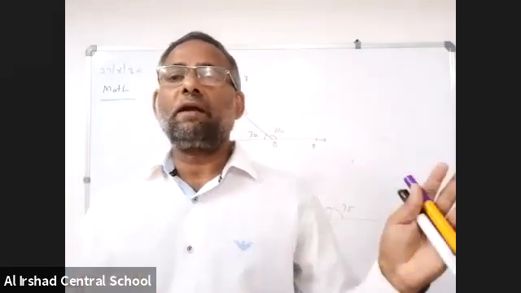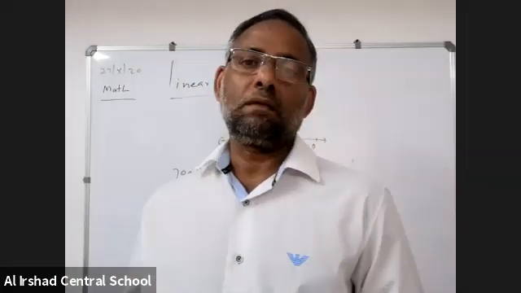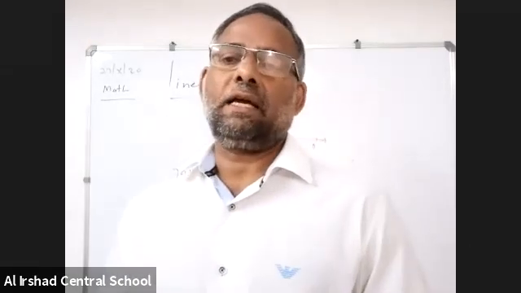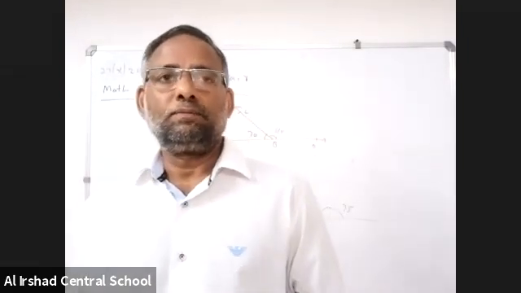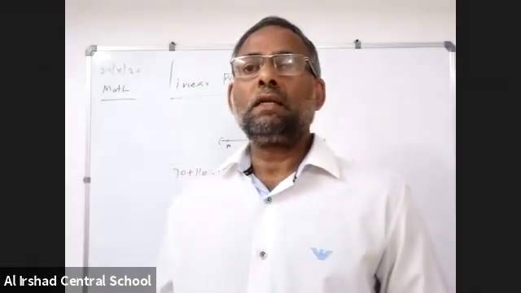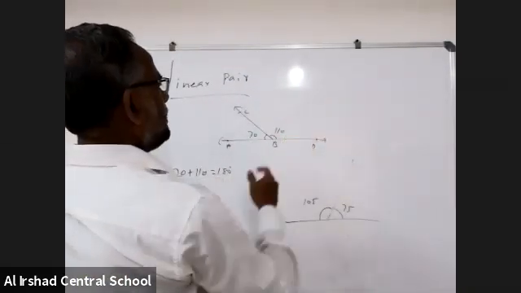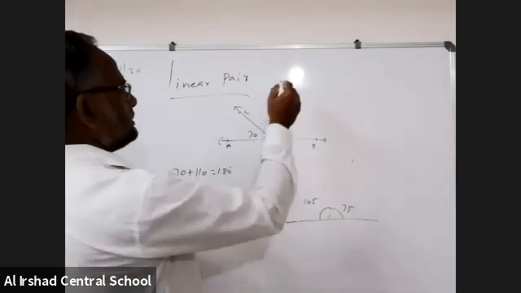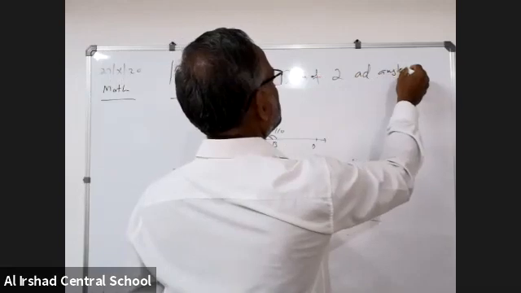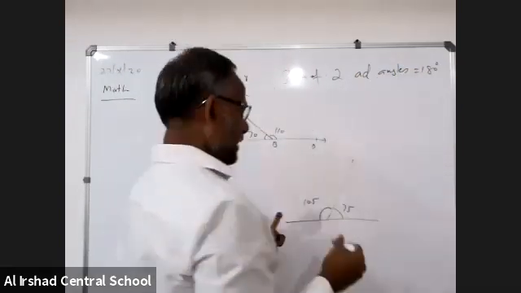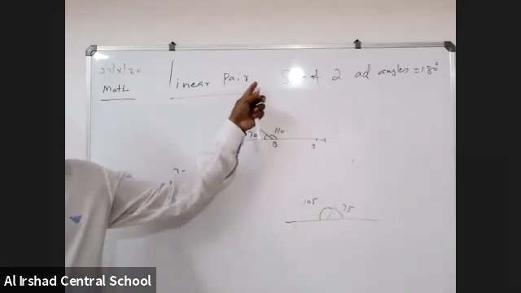For adjacent angles it need not be 180 degree. No need. Two adjacent angles means common vertex and common arm, that will do. But linear pair means it must be adjacent angles, and then the sum of the angles must be 180 degree. Okay? Write it down. Linear pair means sum of two adjacent angles is 180 degree. That is called linear pair. I wrote here, I drew here. Please write it.